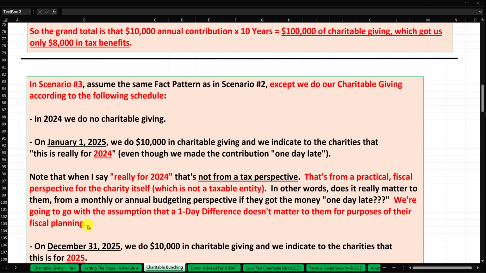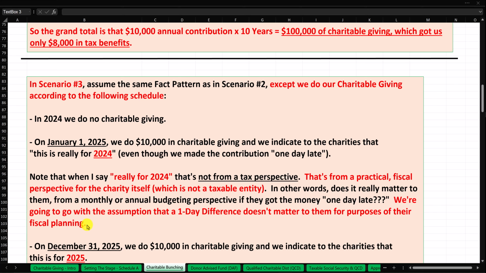But from a practical perspective, a lot of people who give on a regular basis, like at church, for example, will make some kind of annual commitment: I'm going to donate a certain amount over the course of this year. And when you make that commitment, people want to meet it. So what we're saying here is, yeah, I met the commitment. This is really for last year, the commitment that I made. I just happen to have given it to you 1 day late.